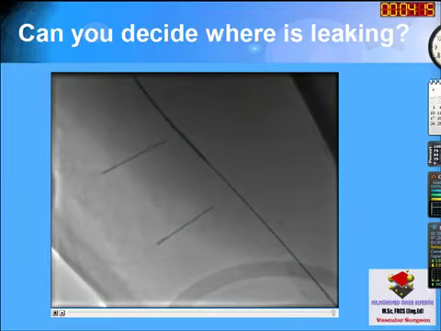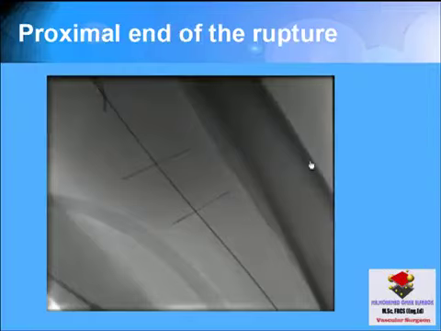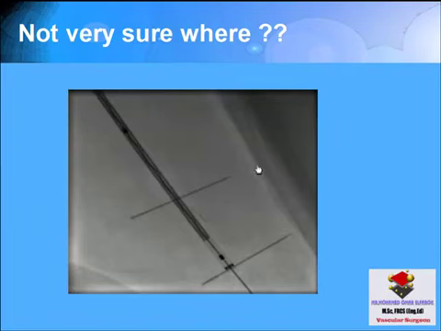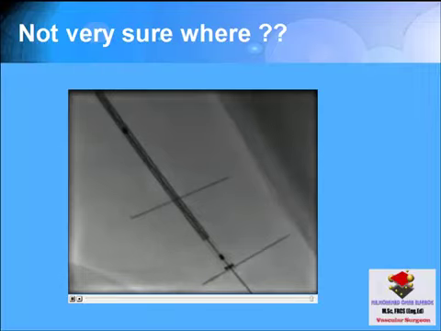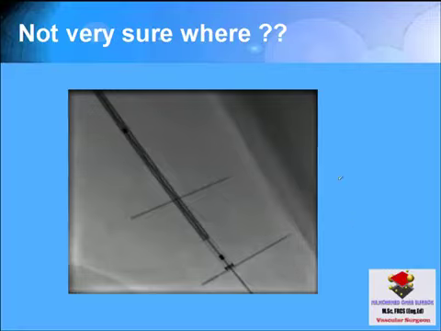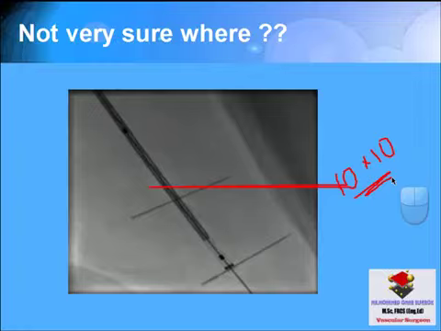After this, we had another picture, and with this picture we more or less thought that the ruptured aneurysm is between the upper needle and the lower needle. We had a covered stent, a covered Wallstent, with a diameter of 10 millimeter by 10 centimeter in length, and we only had one covered stent as excess stock.